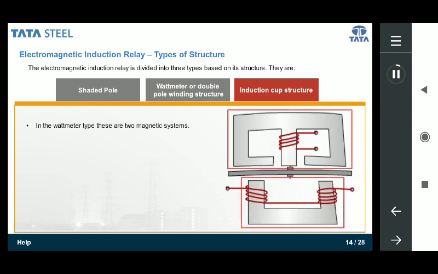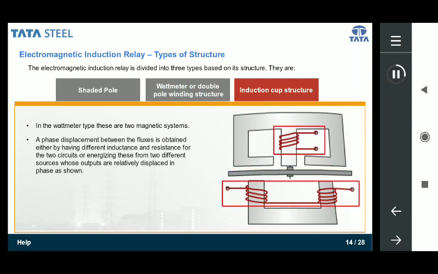In the wattmeter type, there are two magnetic systems. A phase displacement between the fluxes is obtained either by having different inductance and resistance for the two circuits, or by energizing these from two different sources whose outputs are relatively displaced in phase, as shown.